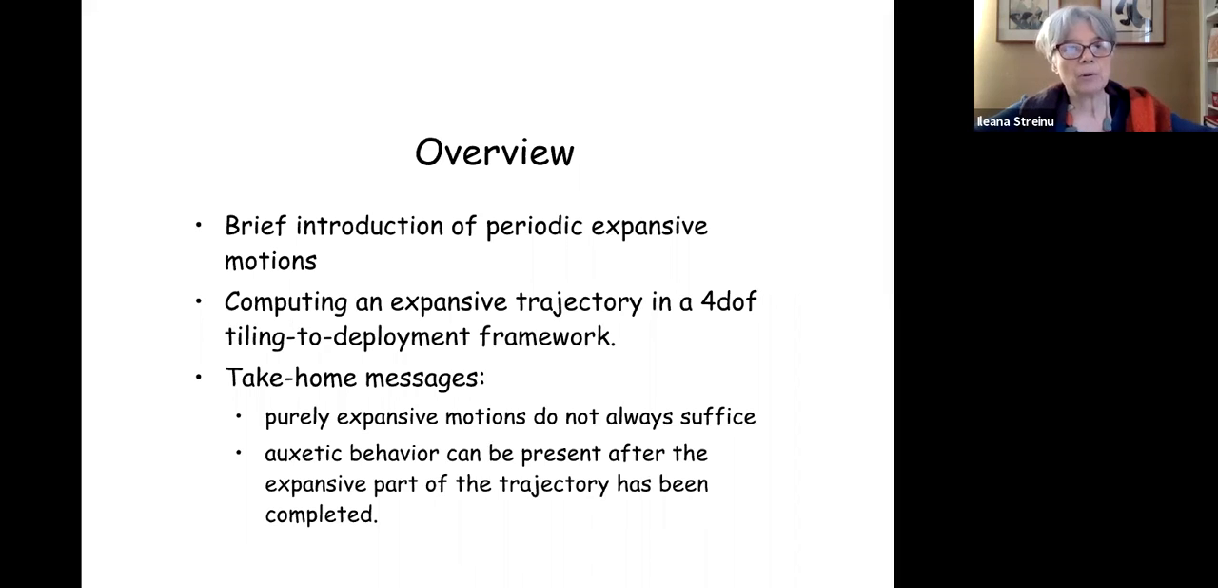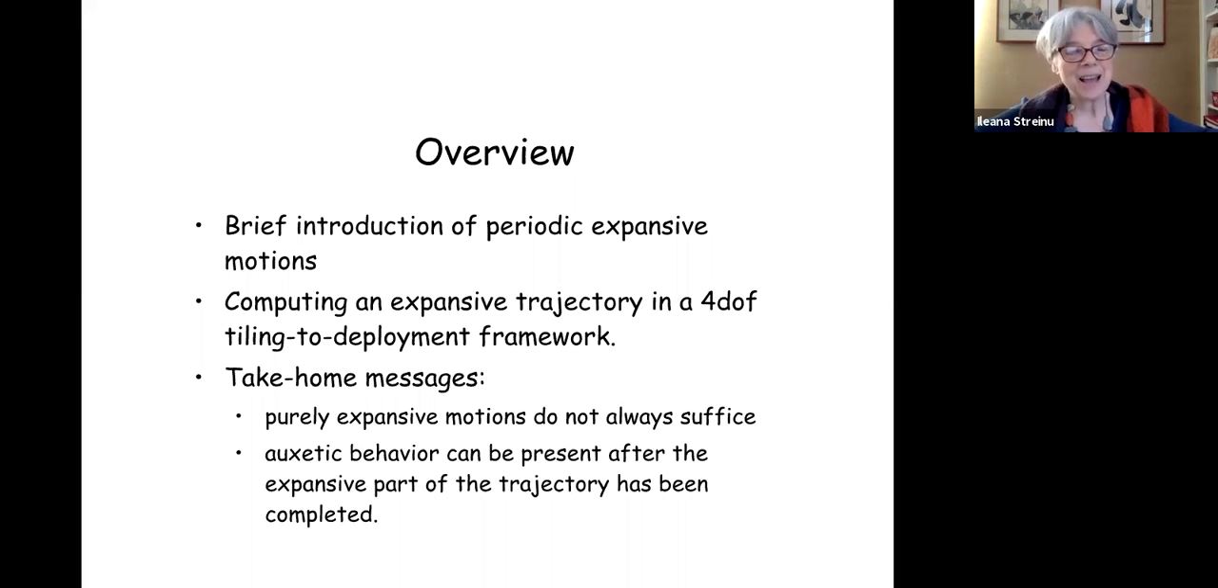So here's an overview of what I want to talk about. I want to make a brief introduction to periodic expansive motions and maybe connect them a little bit with the finite ones. And then I'm showing you how to compute an expansive trajectory in a 4 degree of freedom tiling deployment framework, one that was already on Ciprian's slides. And at the end, here are 2 take-home messages that you can look for during the talk.